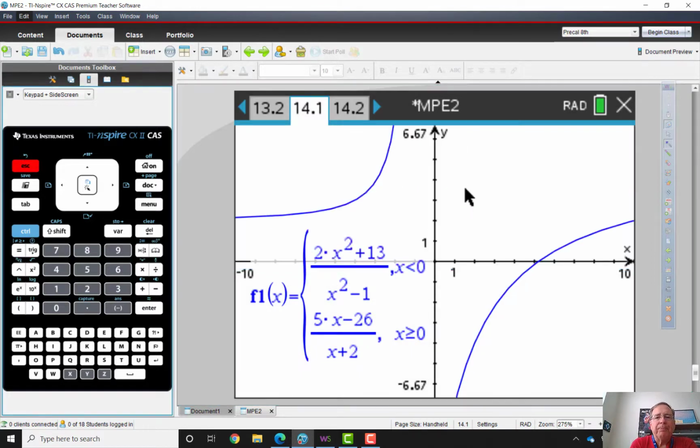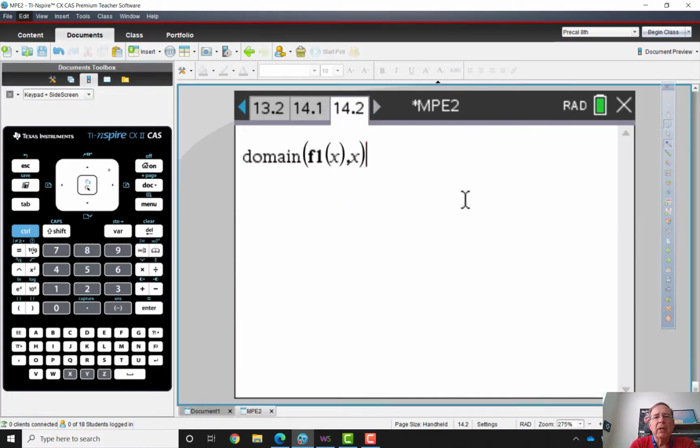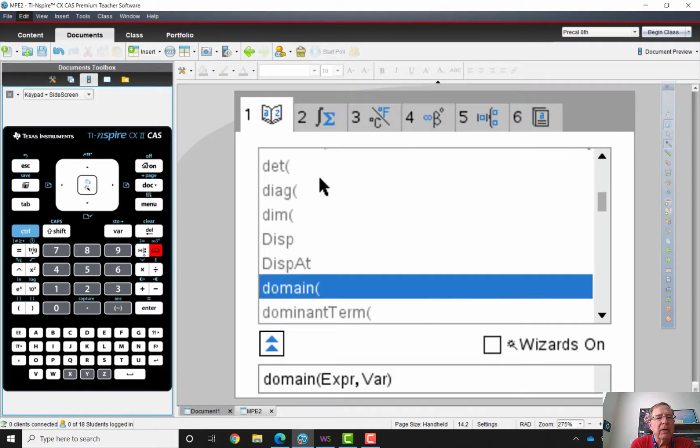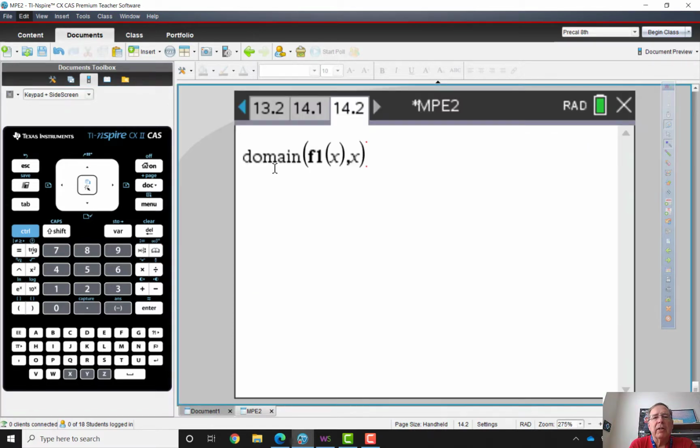And then if I go to the next page, I can use the domain feature, and that is located in the catalog. So we got the palette of math, there's the catalog. It's in alphabetical order, so if you want to fast forward to the D's, you hit D, and then I scroll down to domain. And the thing about the catalog is it tells you how to use that function. So I need domain, an expression, and the variable. So I've already done that.